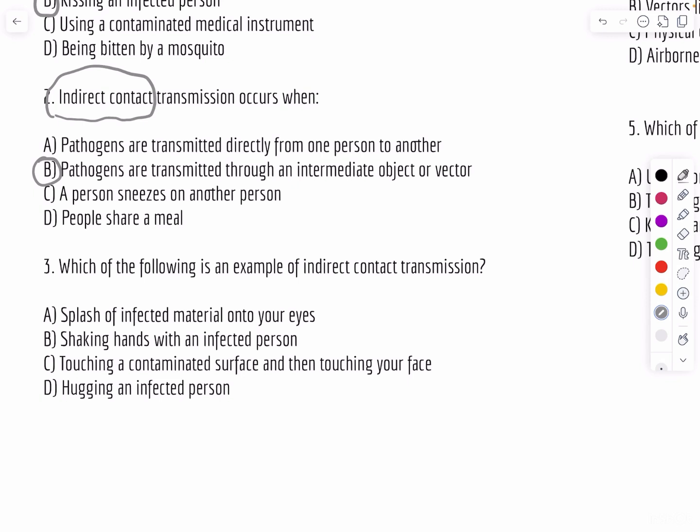Question 3. Which of the following is an example of indirect contact transmission? Splash of infected material onto your eyes, shaking hands with an infected person, touching a contaminated surface when touching your face, hugging an infected person. The answer is C, touching a contaminated surface when touching your face. All of the other examples are examples of direct contact and not indirect contact.